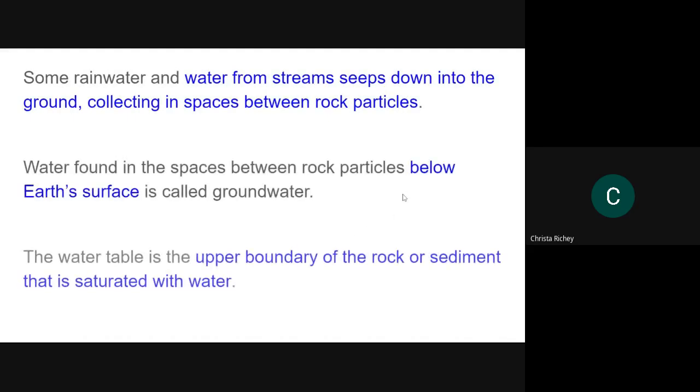Let's see, I think there's 3 on here. I didn't bring my cheat sheet from home, so if I go forward and backwards, I apologize.